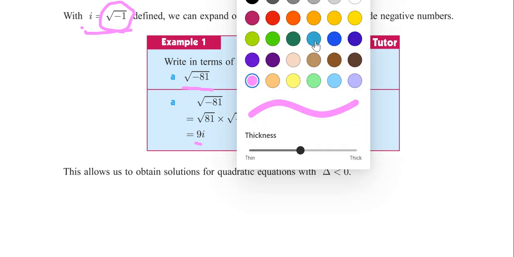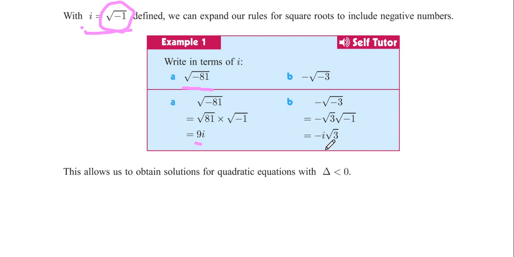So we can write 9i because there are 9 iotas. Right? Okay. Moving forward to the next one. It says minus under root minus 3. So what we will do for this one is keep the minus as it is, and then we have under root 3 and under root minus 1. We know that this is iota, so we can write that as iota right over here.